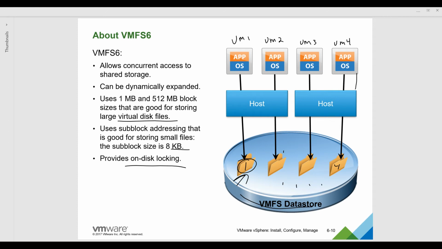It provides block level distributed locking to ensure that the same virtual machine is not powered on by multiple servers at the same time. So if that's the case, when an ESXi host fails, the on-disk lock for each virtual machine will be released so that virtual machine can be restarted on another ESXi host. So what if this host fails and we want it to start on this host? Well, that's where you've got your block level distributed locking.